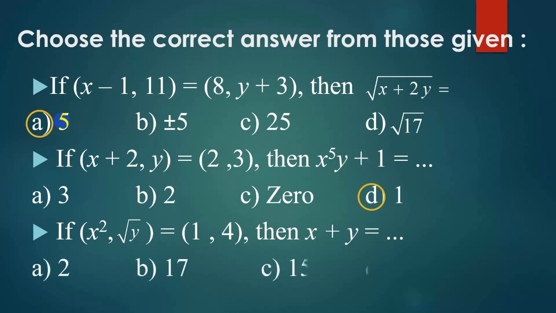Now we can find the value of x plus y. Will it be 2, 17, 15, or B or C? Let's find this value. We said that x equals 1 or negative 1 and y equals 16. So x plus y equals 1 plus 16 equals 17, or negative 1 plus 16 equals 15. So the right answer is D, which is B or C, because x plus y can be 17 or 15.